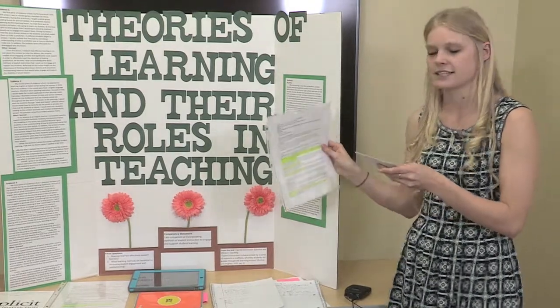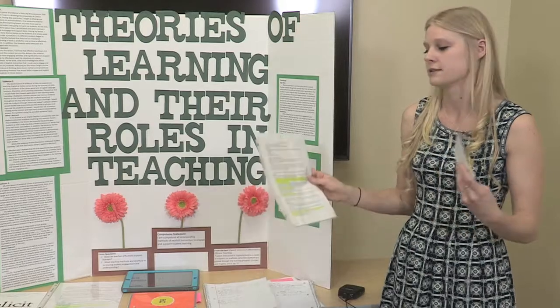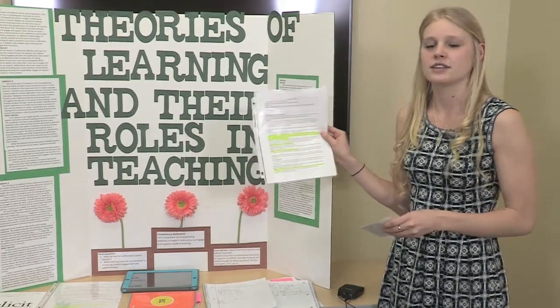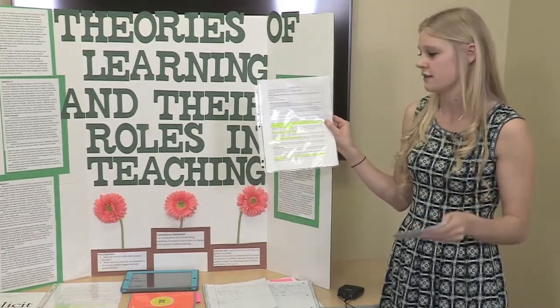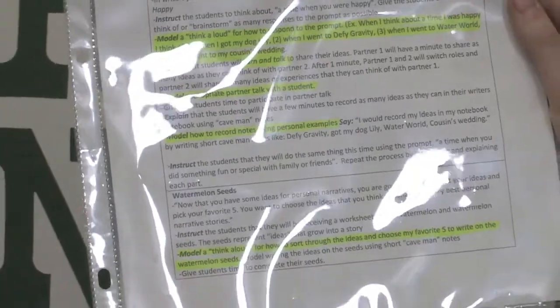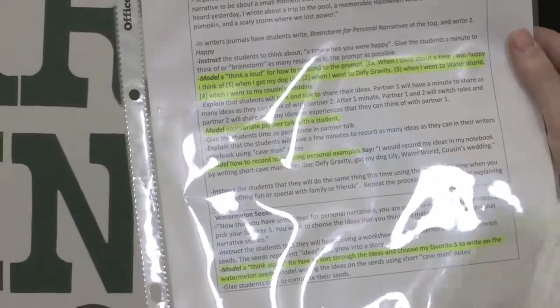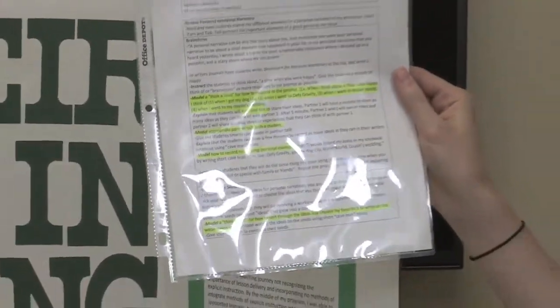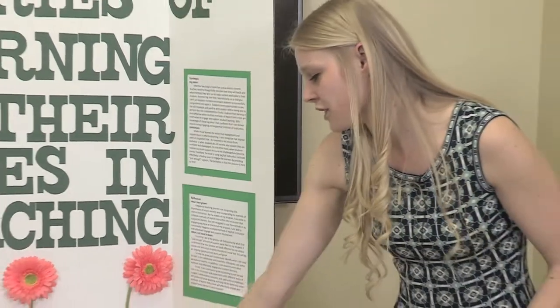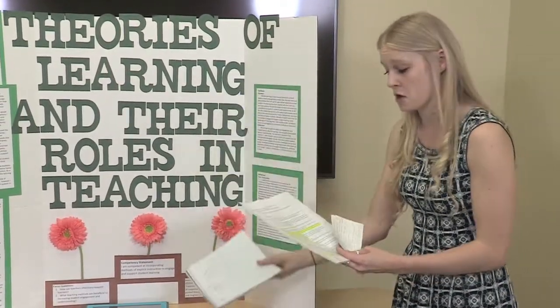So I started the lesson by giving the students a sentence frame, "A time when I was happy was blank." And then I had the students participate in 3 activities. So as you can see right here, I first modeled how the students would do a brainstorm of a think aloud. And then I modeled how the students would use the sentence frame with a pair share activity. And finally, I modeled how the students would record their ideas independently in their writer's notebook using caveman notes.